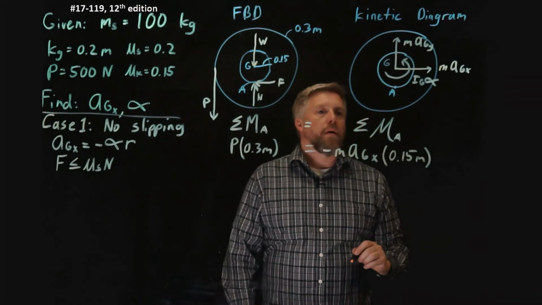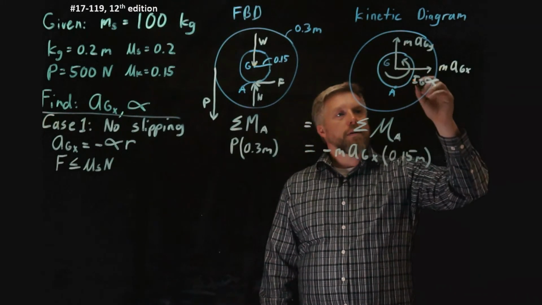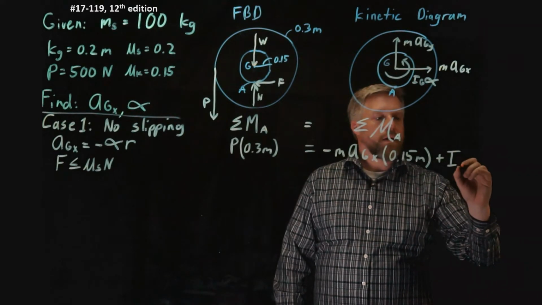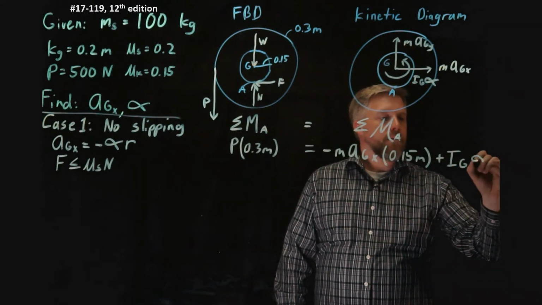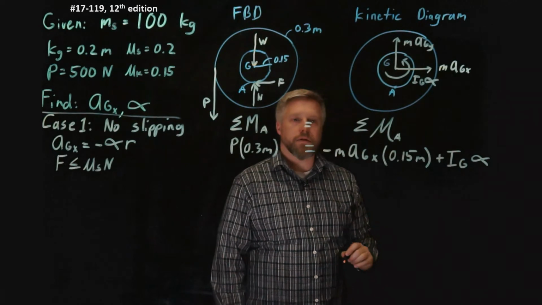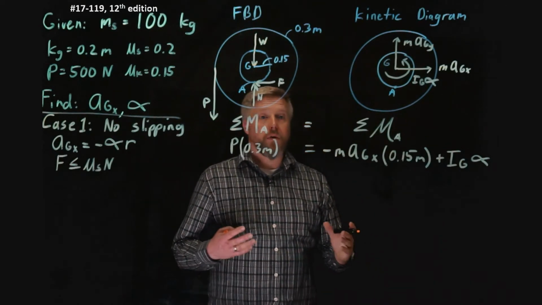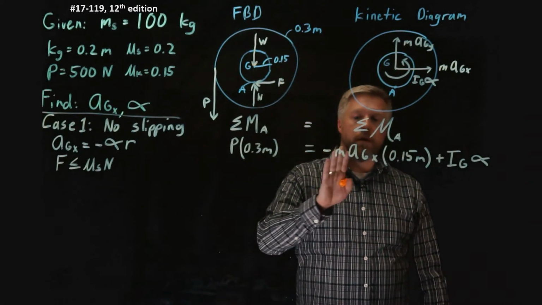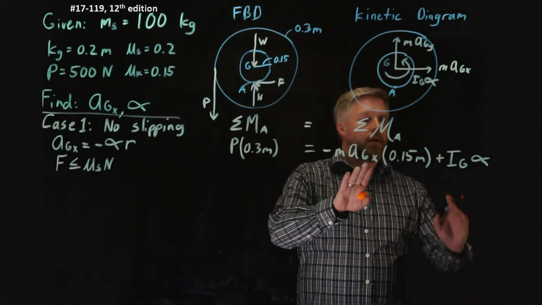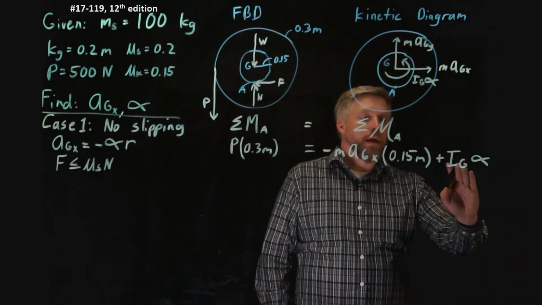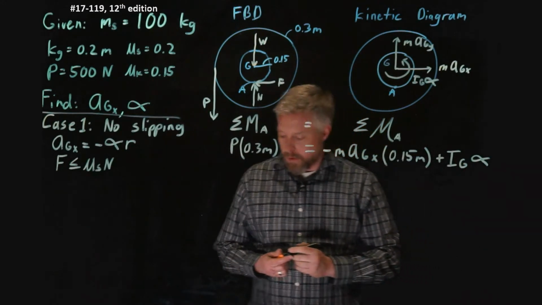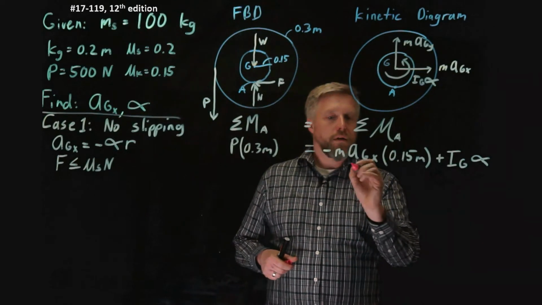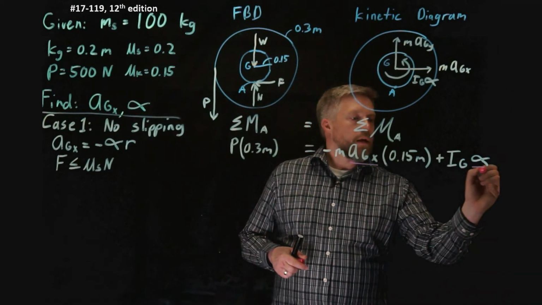Okay? And of course, we have to add on our couple moment, the IG alpha, just like any couple moment. We add that on when we're calculating moment. There's our equation. Now if we look at our knowns and unknowns, P is given, so that is known. M, we know. AGX is not known. IG we can find, and alpha is unknown. So we really only have two unknowns and this one equation. So we're getting close. Our unknowns are here and here.